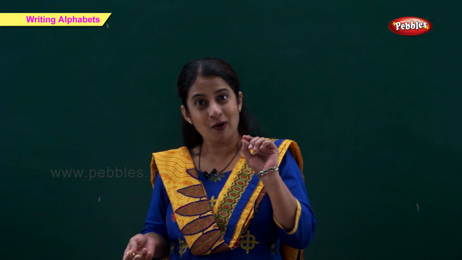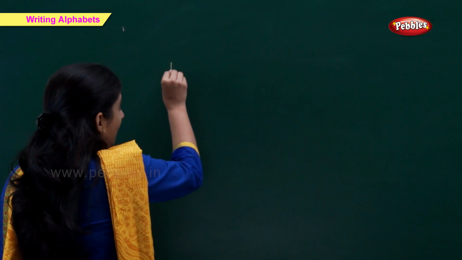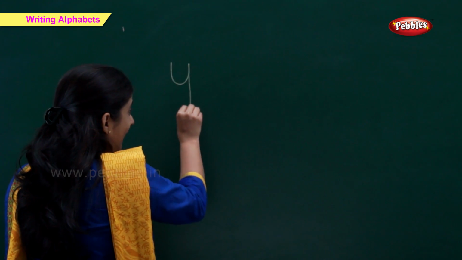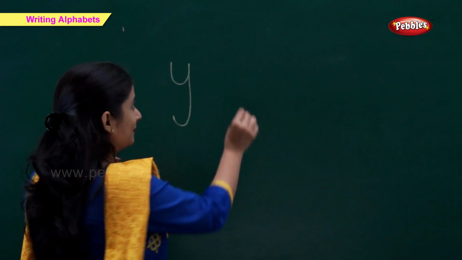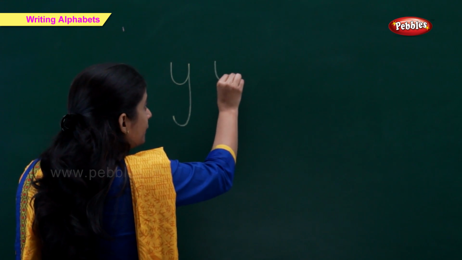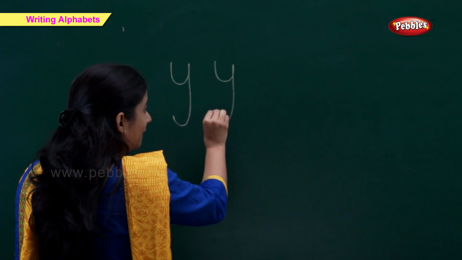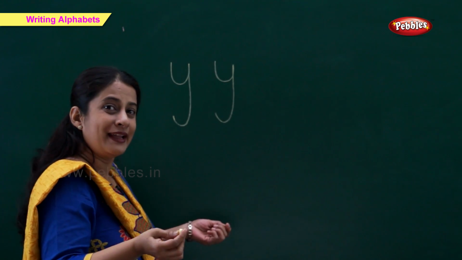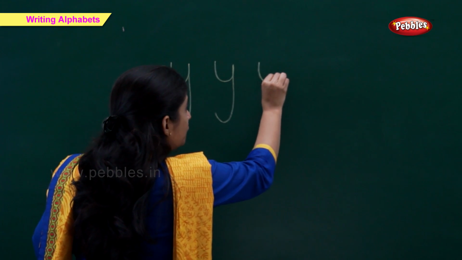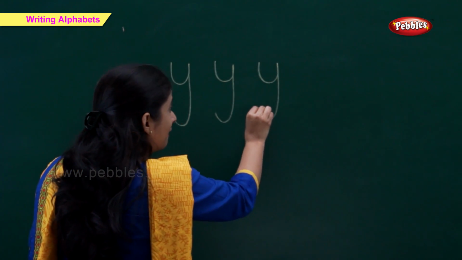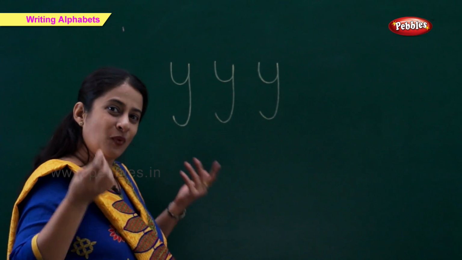Now we are going to write Y. A small y. A curve joining by a standing line and a curve again makes Y.